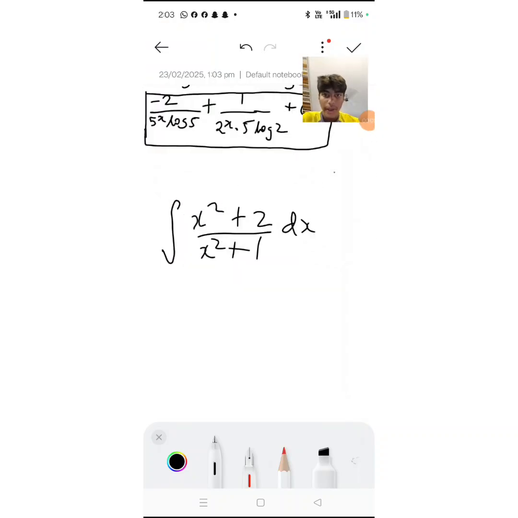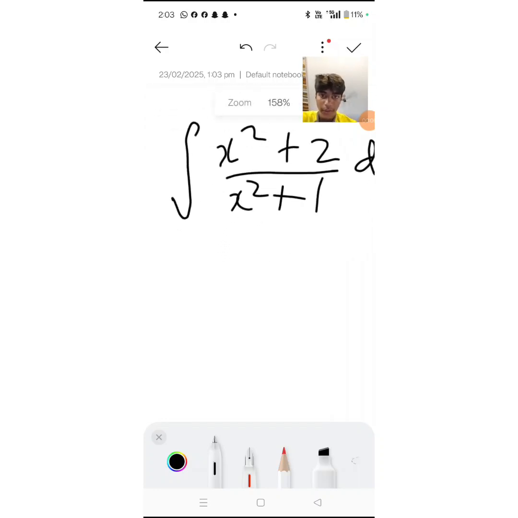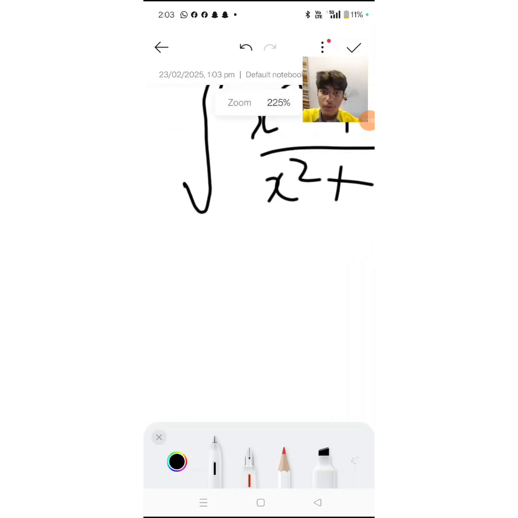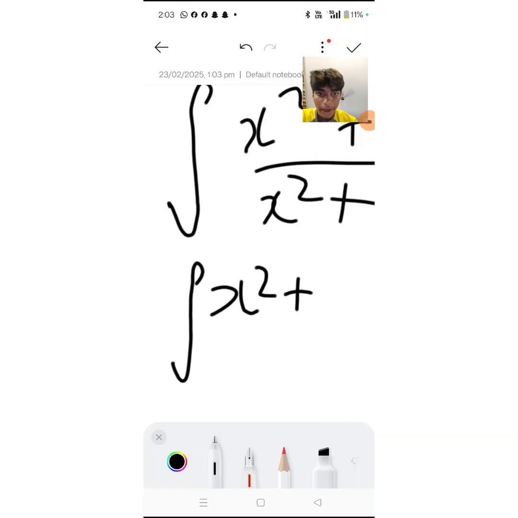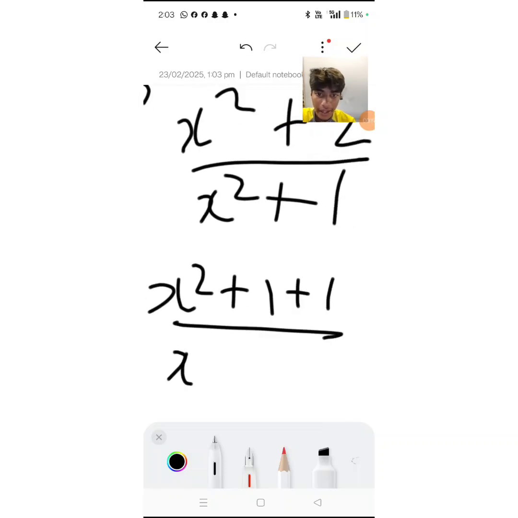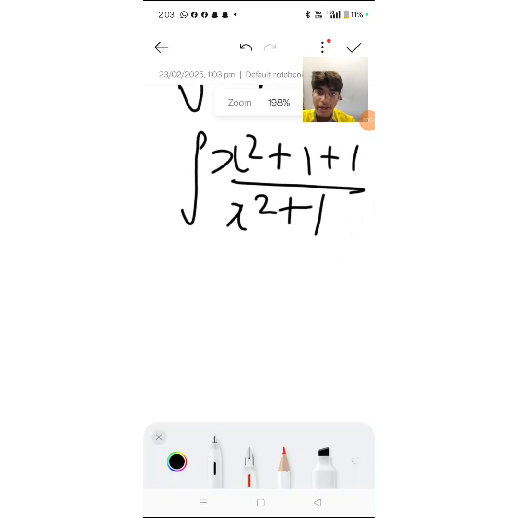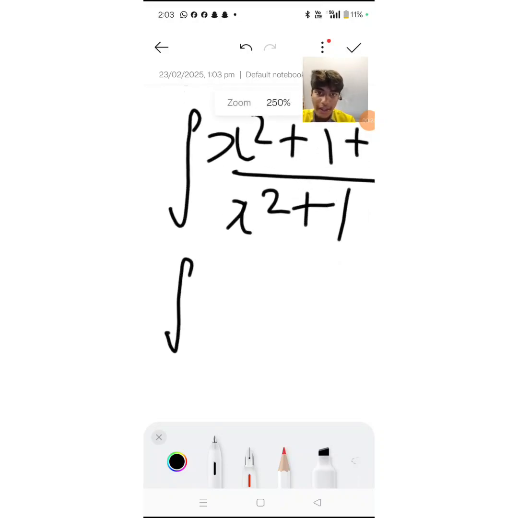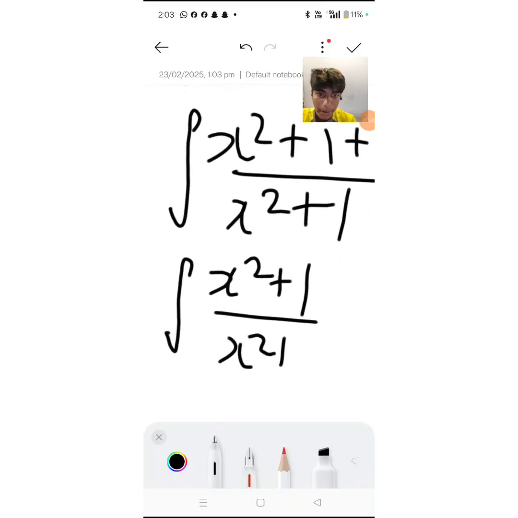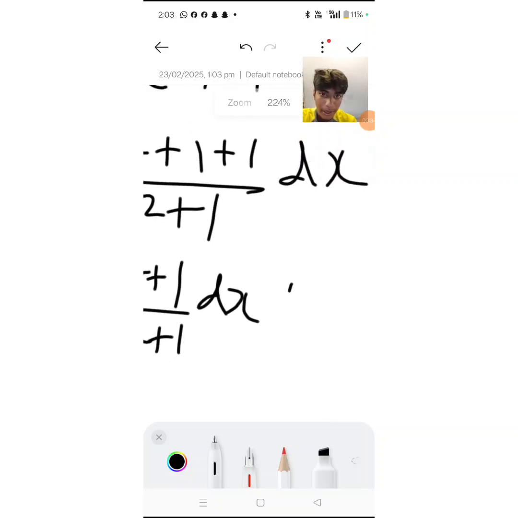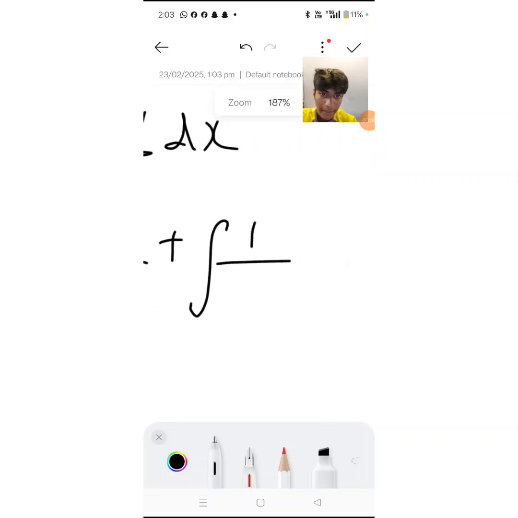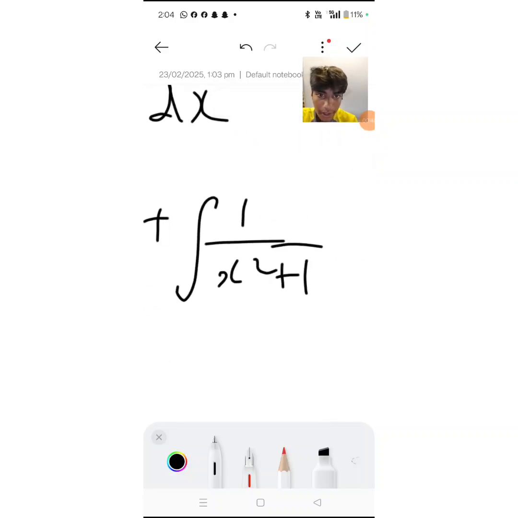So now let us solve this one. It is the integral of x square plus 2 divided by x square plus 1. As I told you, I want to cancel off something between the numerator and denominator. So this we can say the integral of x square plus 1 plus 1, which is 2 divided by x square plus 1. Now what we can do is we can divide this into two different integrals. So we can say x square plus 1 divided by x square plus 1 dx plus the integral of 1 divided by x square plus 1 dx.